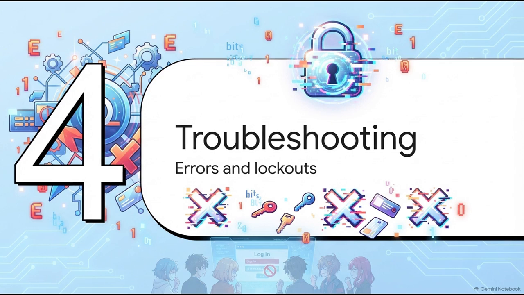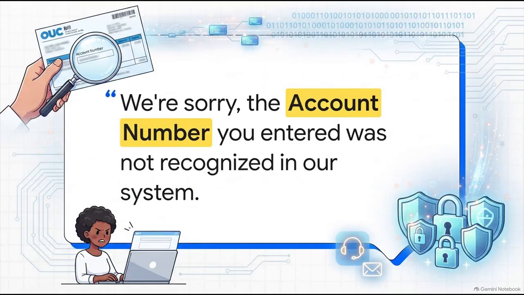All right, on to Section 4, troubleshooting access issues, navigating validation errors, and system lockouts. Let's talk about what happens when you actually have your numbers, but the system is flat out rejecting you. Have you ever seen this exact error message? We're sorry, the account number you entered was not recognized in our system. If this pops up during registration, it means what you typed just doesn't match the utility's core database. OUC requires a literal exact match, every single letter, number, and even spaces to ensure total security. Double-check your bill, and if it's still acting up, just use that Contact Us link.